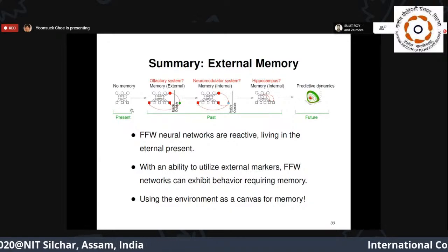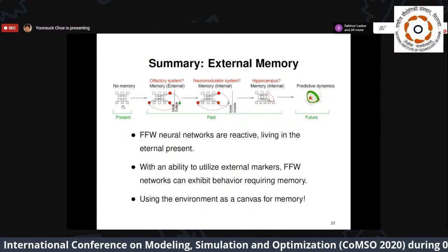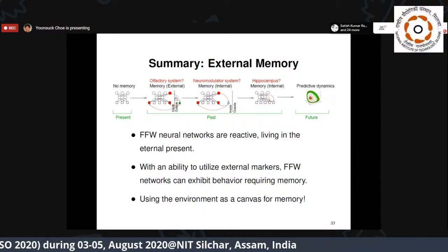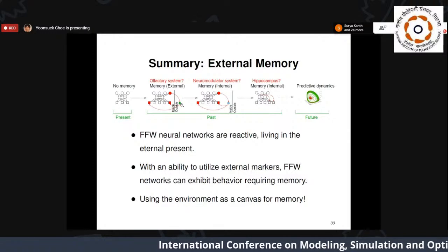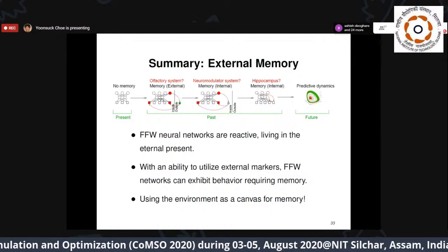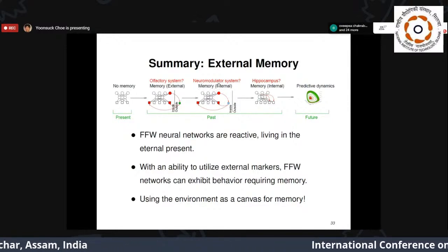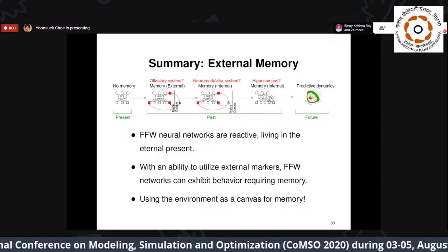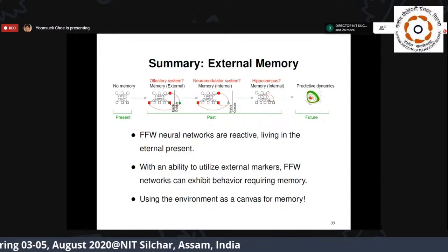So I'll talk about this maybe later on, but it's interesting how things evolved. So here's a reactive agent, just a feedforward neural network. And now it's equipped with this external marker. So this can be something like an olfactory system. Then over time, throughout evolution, this external loop may have been internalized to form something like the neuromodulator system. And it may have evolved into hippocampus. So hippocampus in mammals, especially in humans, are used for navigation.